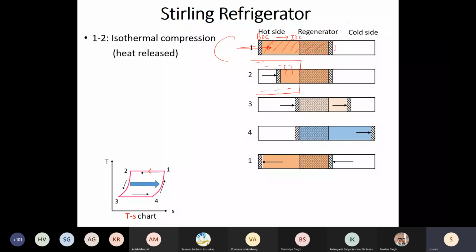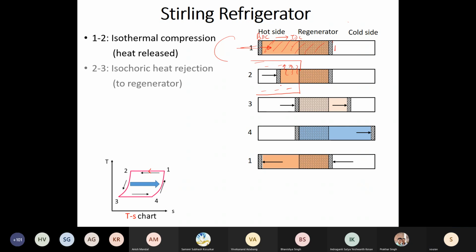So it is releasing heat as the gas gets compressed. Now, when it reaches a certain intermediate volume, you then start moving this piston also, so that we follow the isochoric process of heat rejection from 2 to 3. So now whatever this volume is, we have to maintain this volume constant, and we have to move these two pistons in such a fashion that volume is constant and this gas rejects heat.